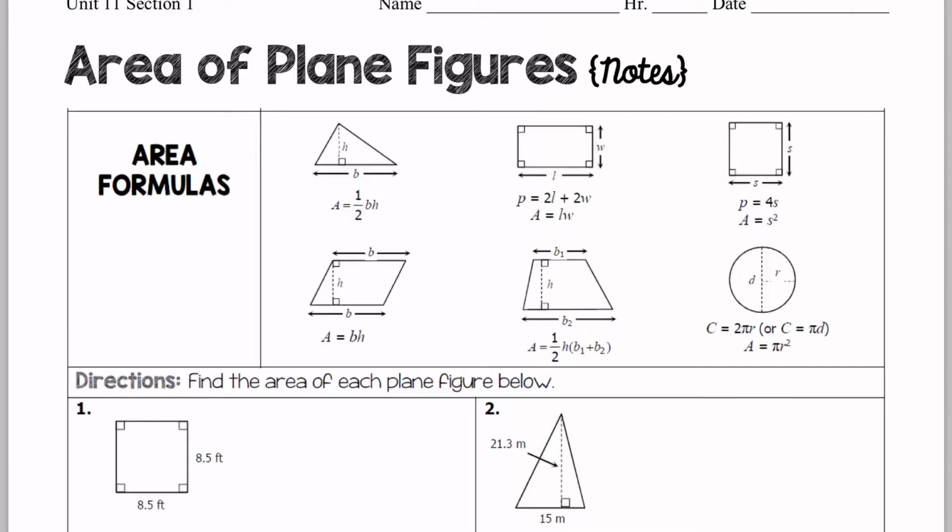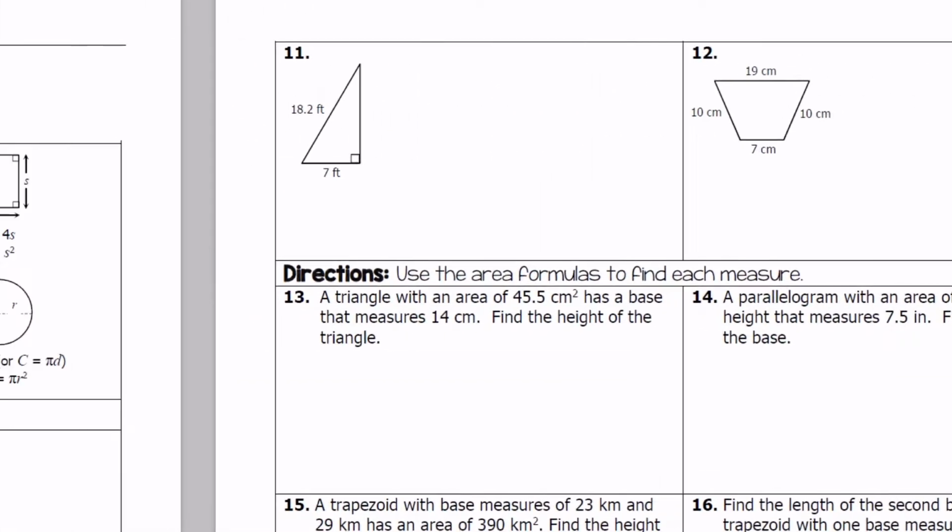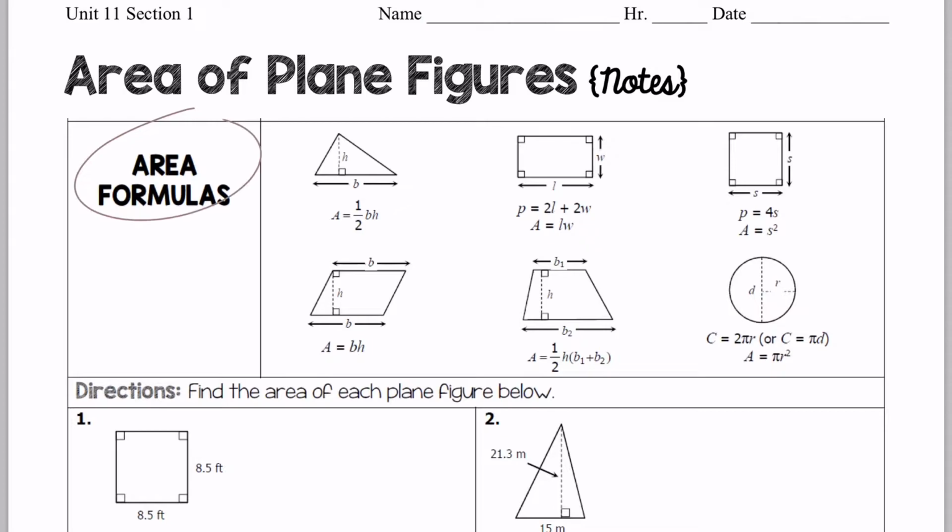So first section, really easy. This is stuff you've done before. It is area of plane figures. Plane figures are 2D shapes, so two-dimensional shapes. So up at the top, I've got your formulas, so you can refer back to those while we're doing those. Notice how a couple of them have perimeter with them, because we'll talk. There's maybe one or two that deal with perimeter.